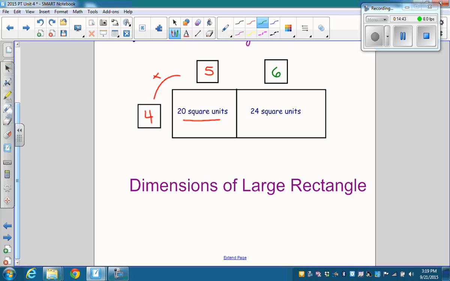6. Because 4 times 5 is 20, 4 times 6 is 24. So this whole length then, JT, what is this? How long is that? What do you think, Elsie? How long is that? From here, plus 6, all the way to here, 5 plus 6, right? So 11. So the dimensions of this rectangle is a 4 by 11.